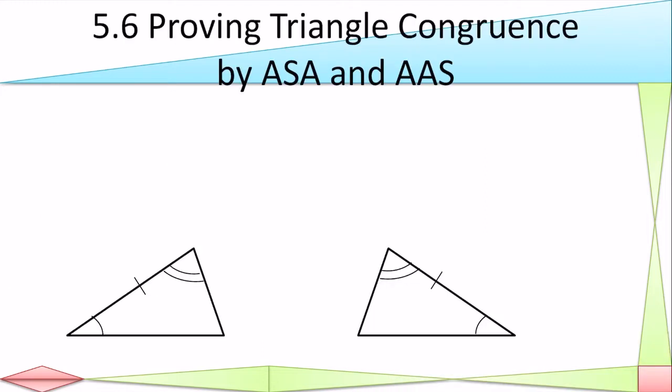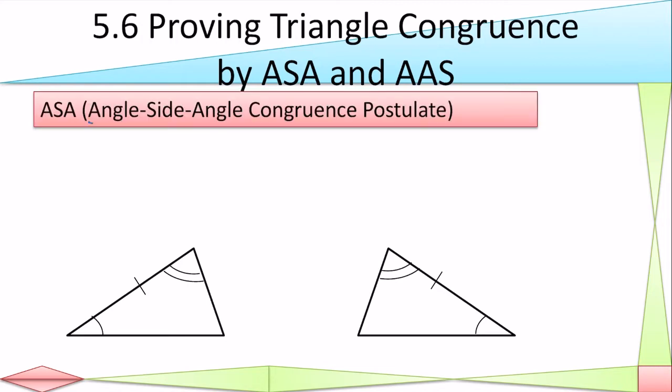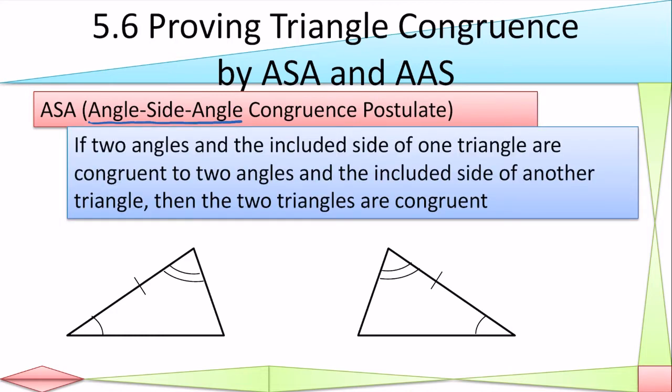So what do you suppose ASA stands for? That's right, it stands for angle, side, angle. Notice there that the side is between the angles. So if 2 angles and the included side of one triangle are congruent to 2 angles and included side of another, then the 2 triangles are congruent. So notice it's angle, side, angle. The side is between the 2 angles. That's the side, the one between the 2 angles there. That's why it's ASA.